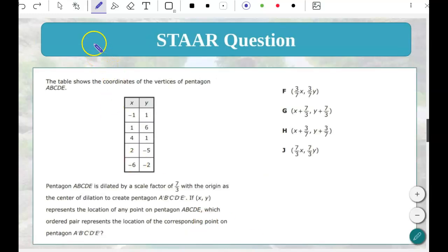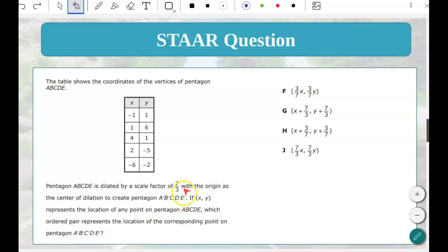All right, let's go ahead and look at another one. This was a STAR question actually from last year. This is the newest STAR test. So we have a table that shows the coordinates of the vertices of a pentagon, A, B, C, D. So these are all the coordinates because a pentagon has 5 sides, 5 corners. So this is all of our corners. It's dilated by a scale factor of 7/3 with the origin as the center of dilation to create the new one. If XY represents the location of any point on the pentagon, which ordered pair represents the location of the corresponding point?